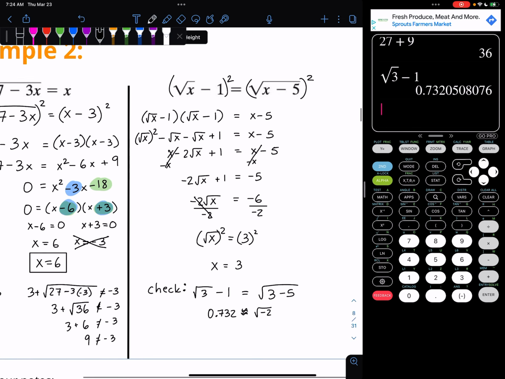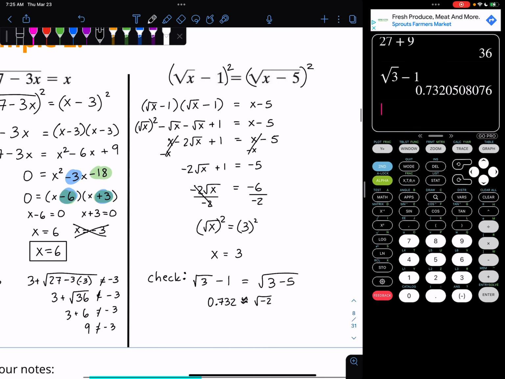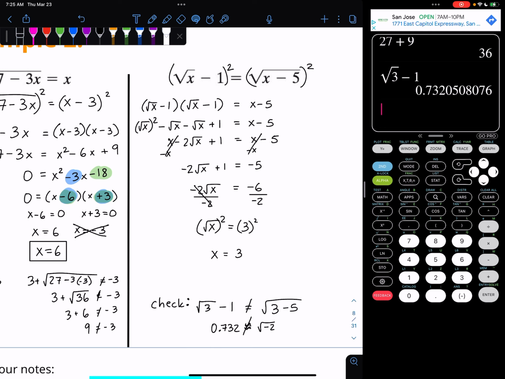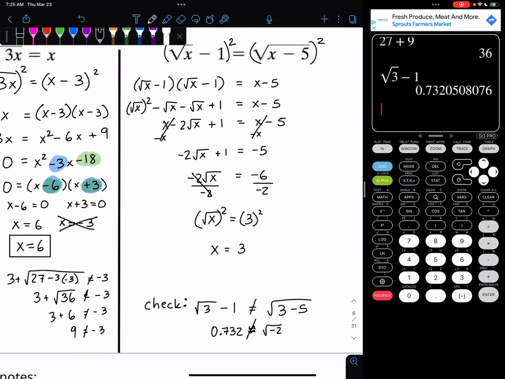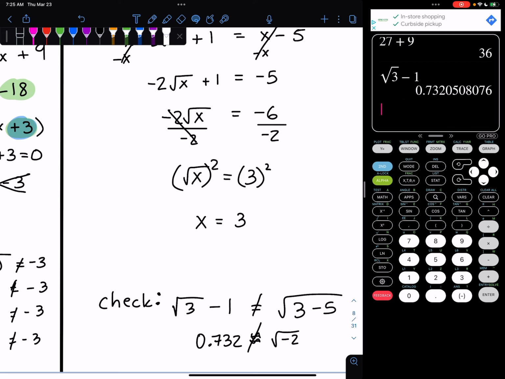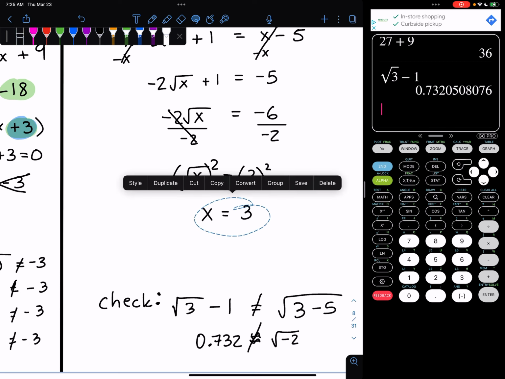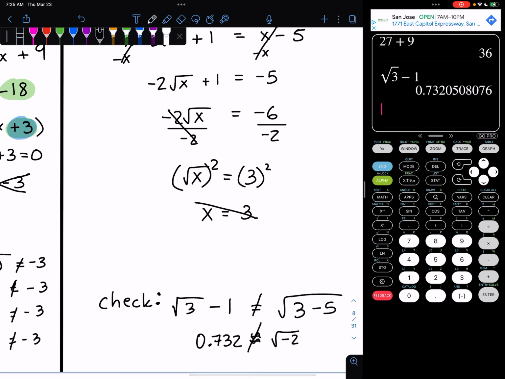Uh-oh. Did we do this right? Oh, yeah, look at that. So this one does not work. No, the check did not work. Which means if I only have one answer, and when I check my work, the one answer is not a solution to the problem, dun, dun, dun, I have no solution. There it is.